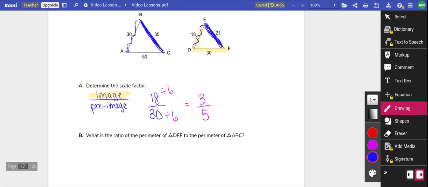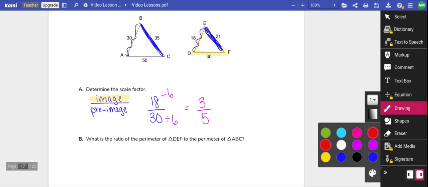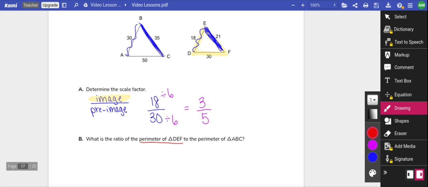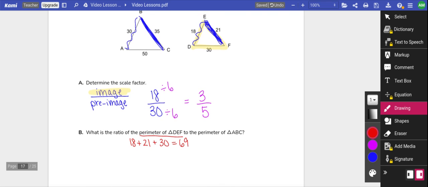Now I want us to look at the ratios of the perimeters. But in order to find the ratio of the perimeters, I have to find the perimeters themselves. So let's find the perimeter of DEF. To find the perimeter, I would add up all the sides. So I'm going to take 18, 21, and 30 and add them together. When I do this, I get 69 in my calculator.